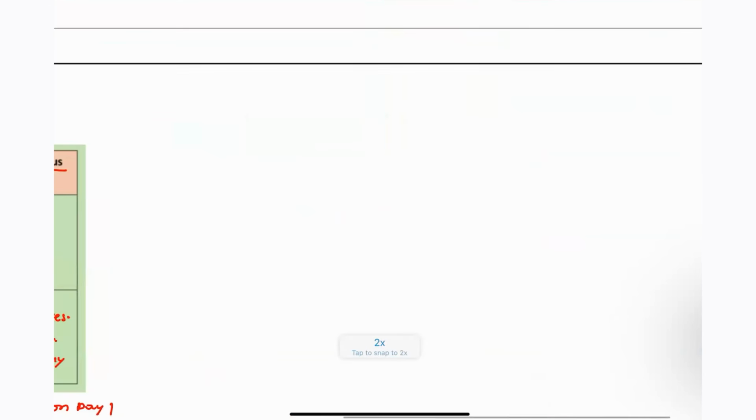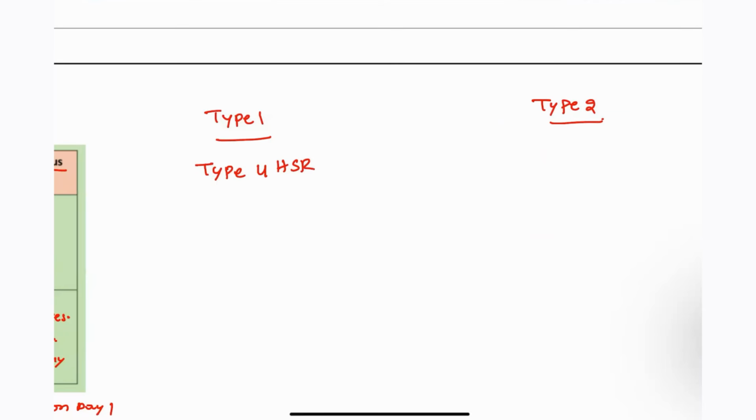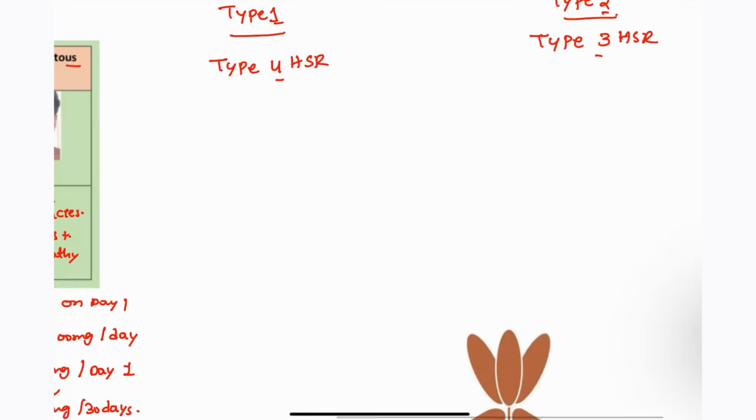But they are associated with the type 1 lepra reaction and type 2 lepra reaction. Type 1 is associated with the type 4 hypersensitivity reaction, and type 2 is associated with the type 3 hypersensitivity reaction. So 1 plus 4 is 5, 2 plus 3 is 5. So you have to understand the rule of 5 for these reactions.